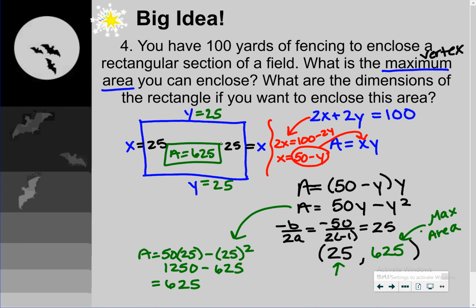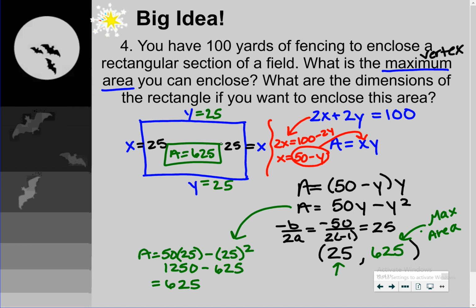And if I'm asked for dimensions, it would be a 25 by 25 rectangle. So depending on how MathXL asks it, either one of these are what you're being asked for. 25 by 25 dimensions or 625 square units is the maximum area that can occur. You guys can see that from the quadratic, okay?